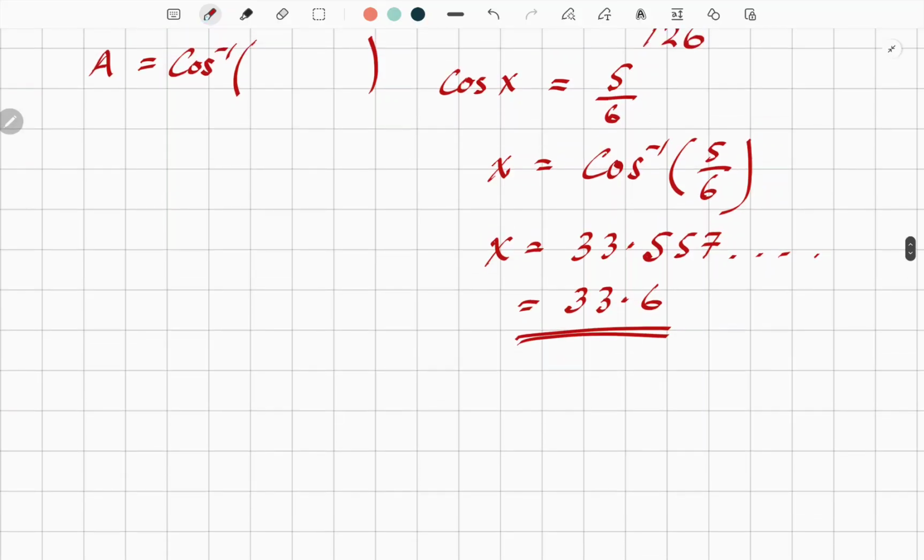Then we have the sine rule. And let's put that in here.